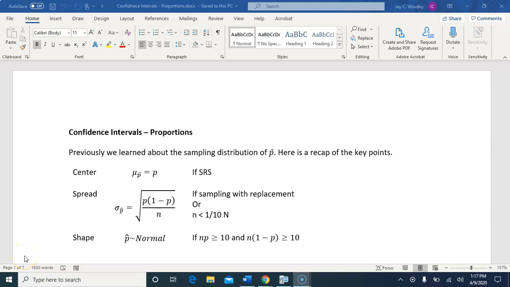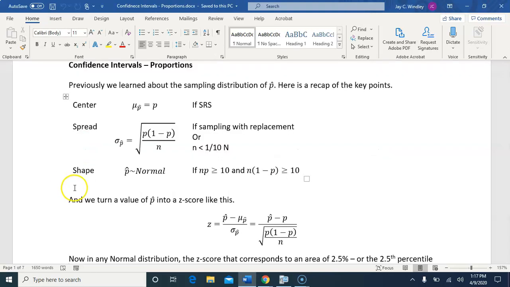Okay, so now we make the transition from sampling distributions to confidence intervals. Just a brief recap of what we learned about sampling distributions. The mean of the p-hats is the population p. The standard deviation of the p-hats is the square root of p times 1 minus p over n. And the distribution of p-hats is approximately normal if these two conditions have both been met.